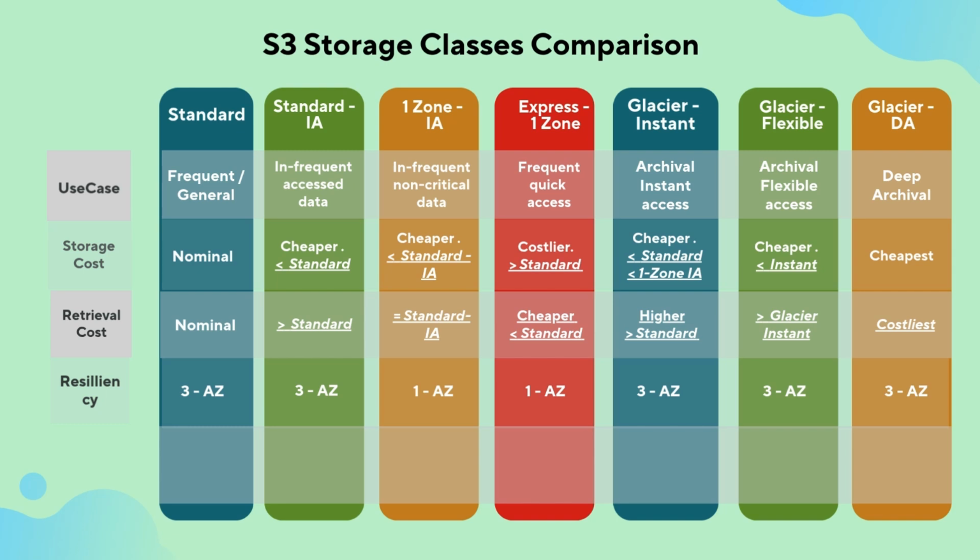And there is another factor which you need to consider when you choose among the storage classes. That is the minimum storage time. In case of standard or express 1 zone, there is no minimum storage time. You can store the data for 1 or 2 days and then you can delete it. But there is a minimum 30-day period in case of standard IA or 1 zone IA, which goes up to 90 days or 180 days in case of Glacier models.